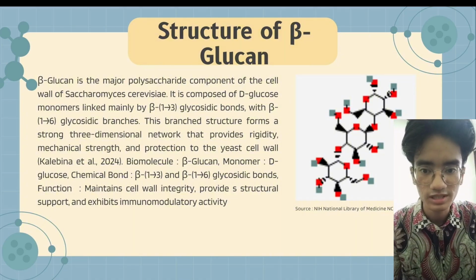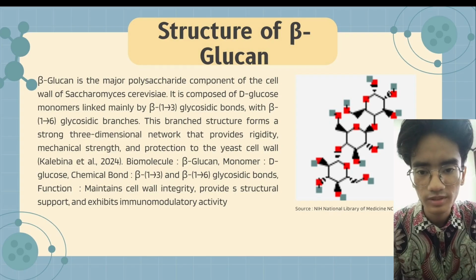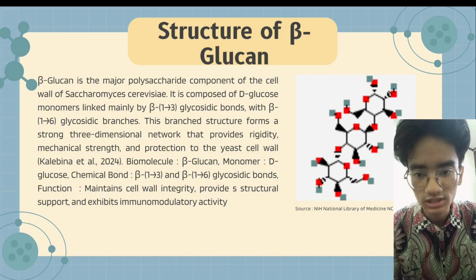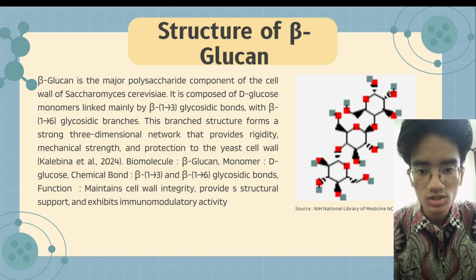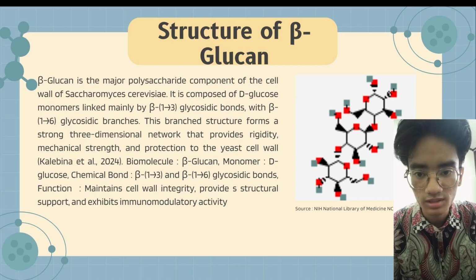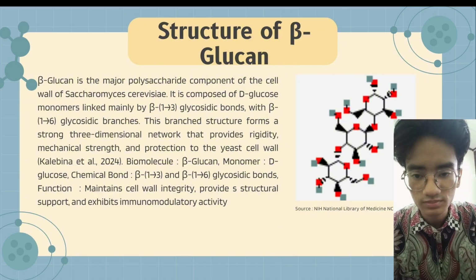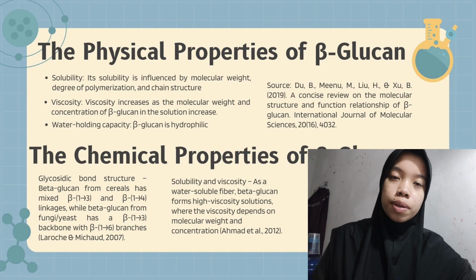It is composed of D-glucose monomers linked by beta 1-3 glycosidic bonds and beta 1-6 glycosidic branches. The branched structure forms a strong three-dimensional network that provides rigid mechanical strength and protection to the yeast. Its function is to maintain cell wall integrity, provide structure, and support the cell wall.